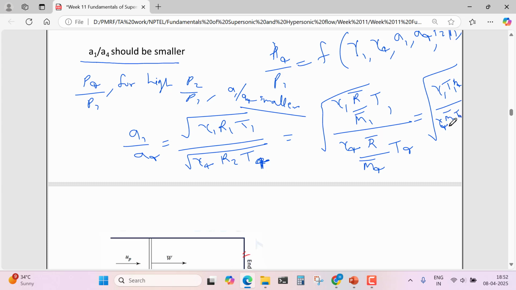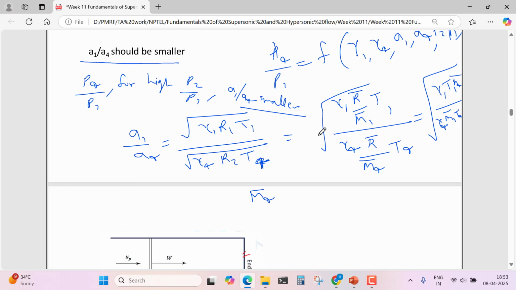So M1 we cannot change, gamma 4 we cannot change. The only things we can change are gamma 1, T1, M4 and T4. And M4 bar is nothing but the molecular weight of the driver gas. So if we have a low molecular weight gas in the driver, it will have a lower value of A1 by A4. So that's why generally we use helium or hydrogen as a driver gas. It is very hazardous to use hydrogen because it reacts with oxygen very easily. That's why generally helium is used.